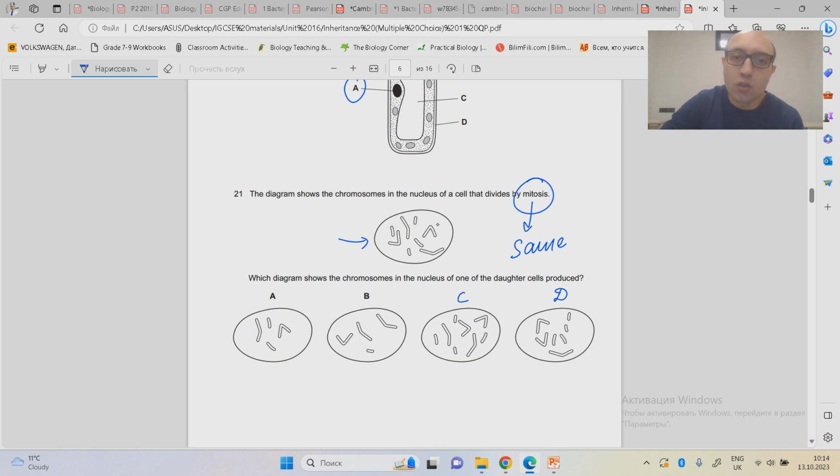Also, we can count chromosome numbers. Let's count how many chromosomes we have, guys. 1, 2, 3, 4, 5, 6, 7, 8. So in here, I have 8 chromosomes. So in newly formed cells, we also need to have 8 chromosomes. So 1, 2, 3, 4, 5, 6, 7, 8. It's C, guys. The answer is C in the 21st question. In D, we have 1, 2, 3, 4, 5, 6, 7. In D, we have just 7 chromosomes, which is not ideal.